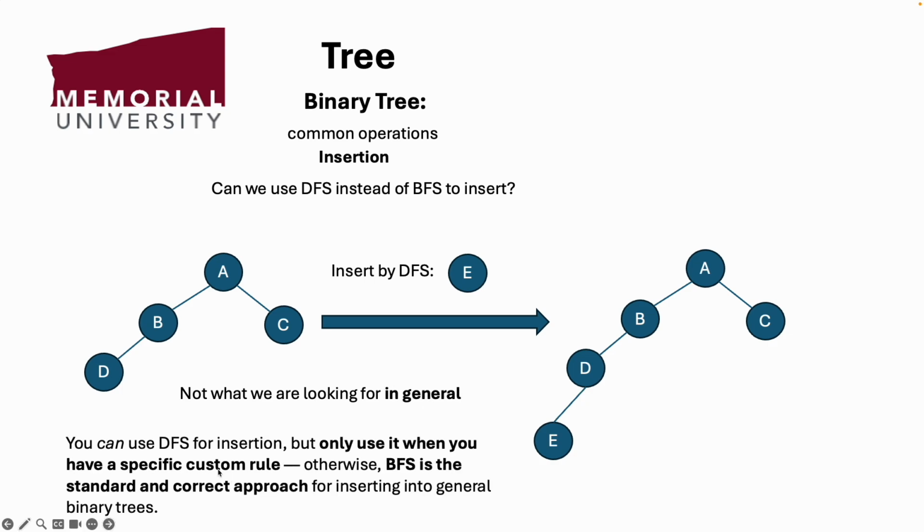The case where you can use depth first search insertion is only when you have specific custom rules. Otherwise, breadth first is the standard and correct approach to inserting into a general binary tree. Okay, all right.